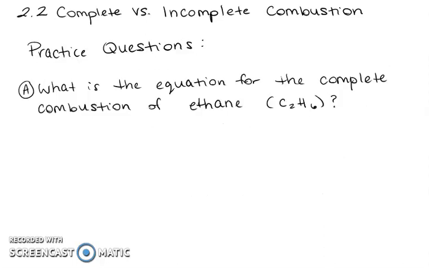What is the equation for the complete combustion of ethane, or C2H6? So I know what my reactants are. I've got ethane and oxygen, and then I need to figure out what the products would be. And I know that it's complete combustion, so I know that I'm going to have carbon dioxide gas, and of course water vapor, or gaseous water. And then I just need to balance my equation.